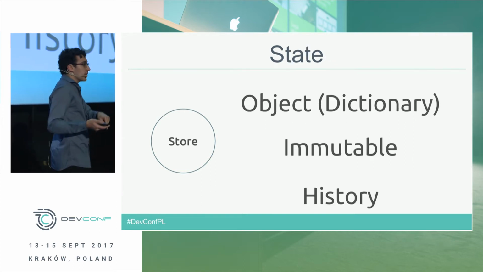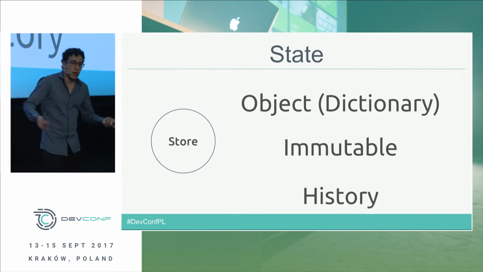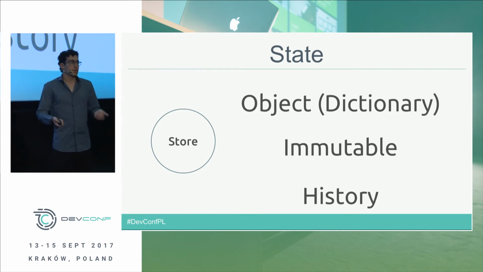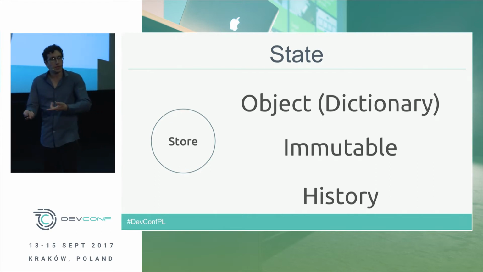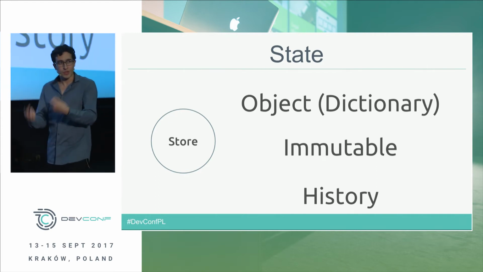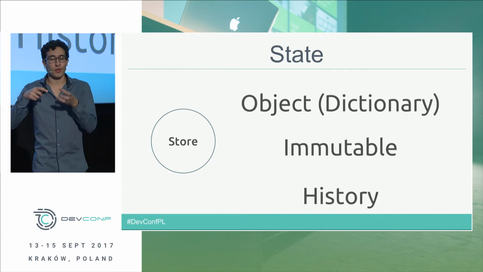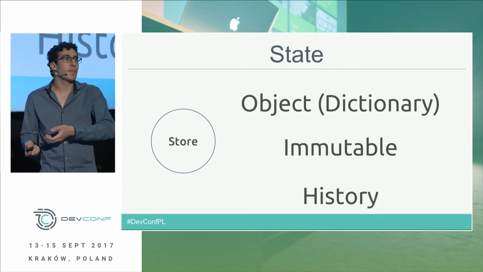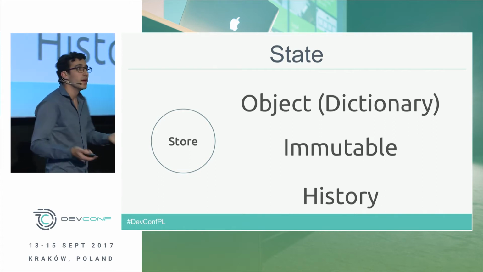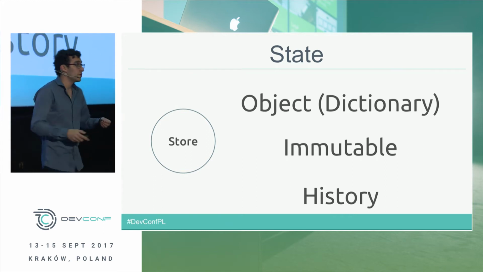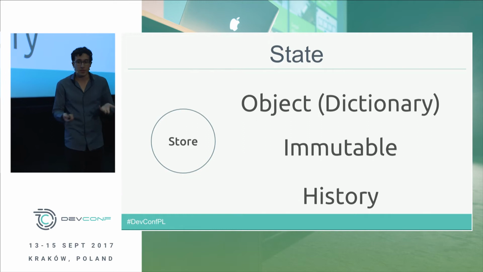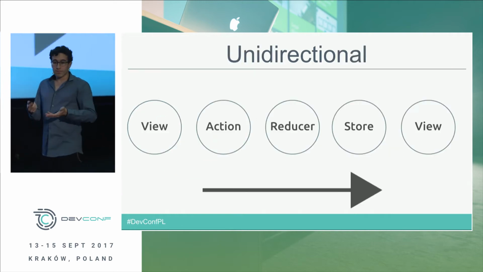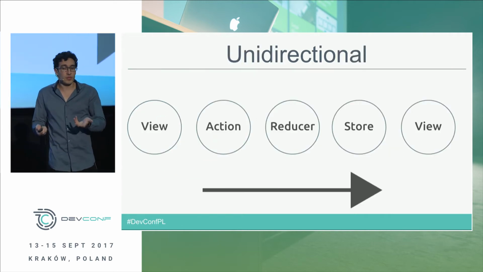So that state object is then stored in the store. It's usually a JavaScript object or a dictionary, depending on what language you come from. As I said, it's immutable. And because of the reducer, because you're always putting in a new copy, you basically get the history for free. So all the undo, redo is really easy to implement because you have a copy of everything that happened. So all of this basically comes for free. So this is the Redux way, really.